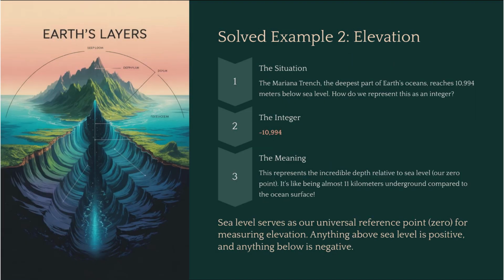Example 2 is about elevation. The Marianas Trench, a very deep part of the ocean, is 10,994 meters below sea level. Since sea level is considered 0, we represent this depth with the integer -10,994. This number is a good reminder that negative numbers can be huge when describing things far below a reference point.